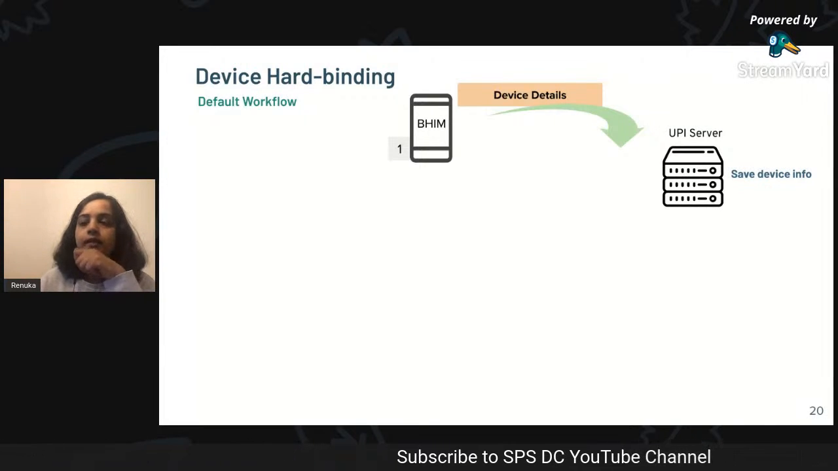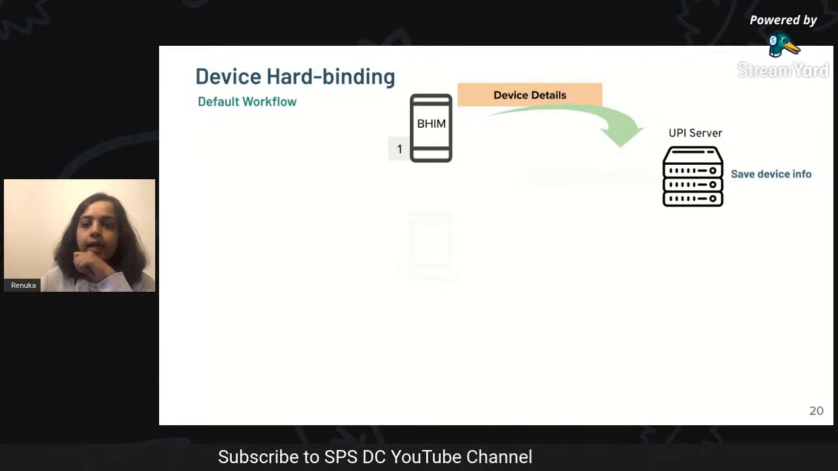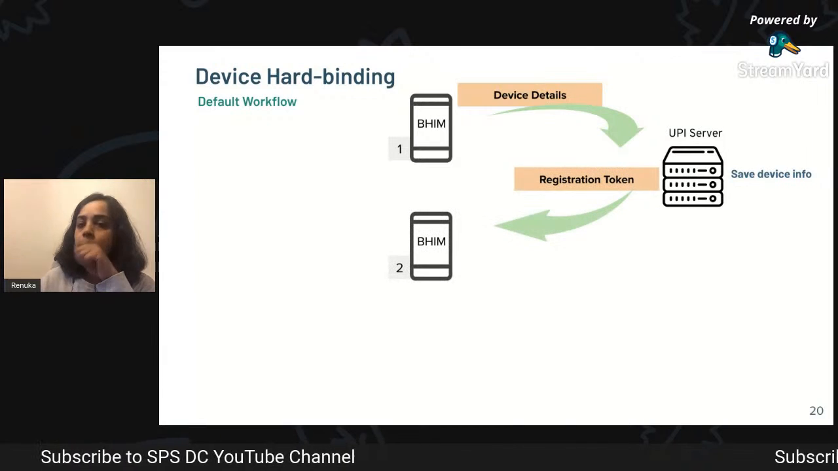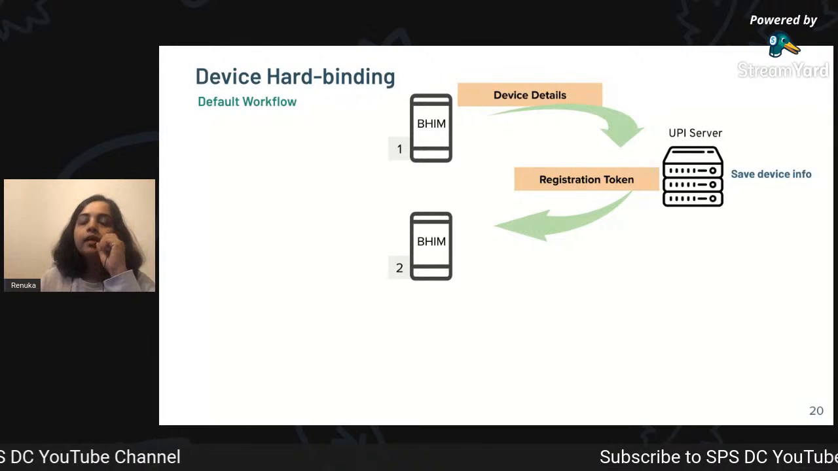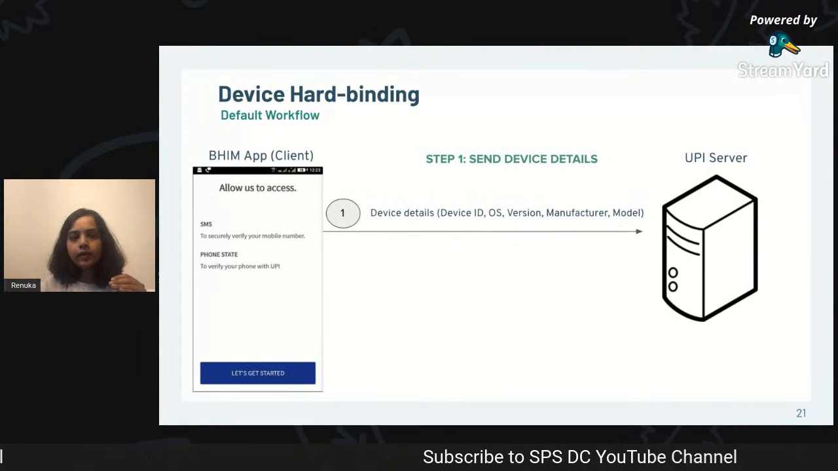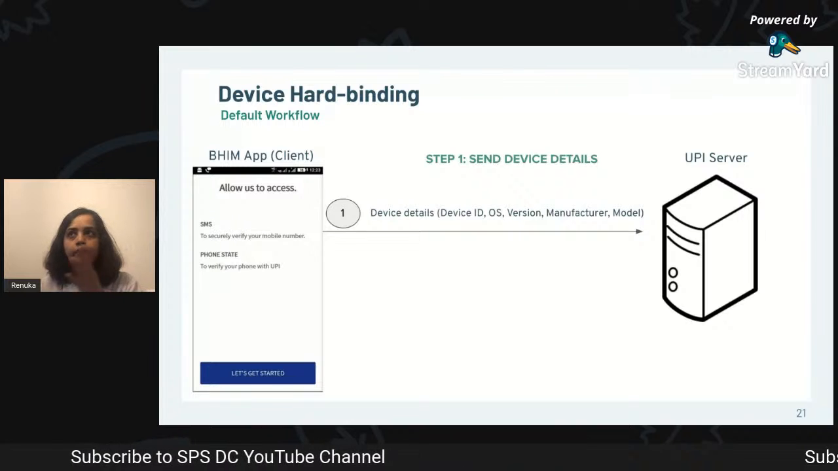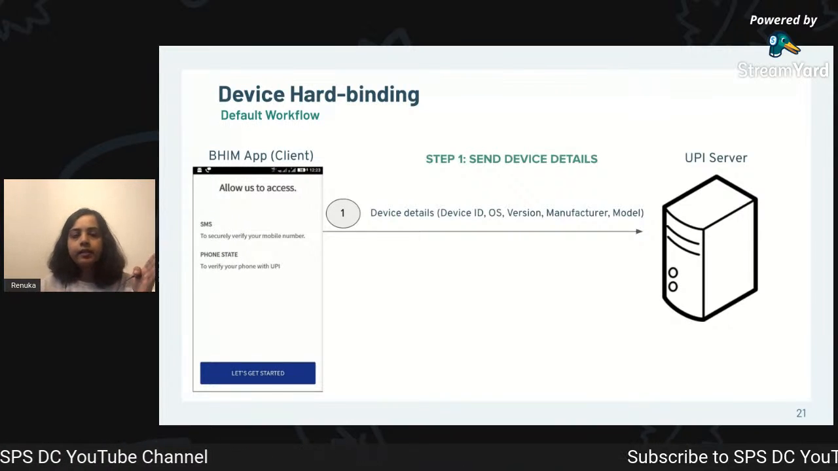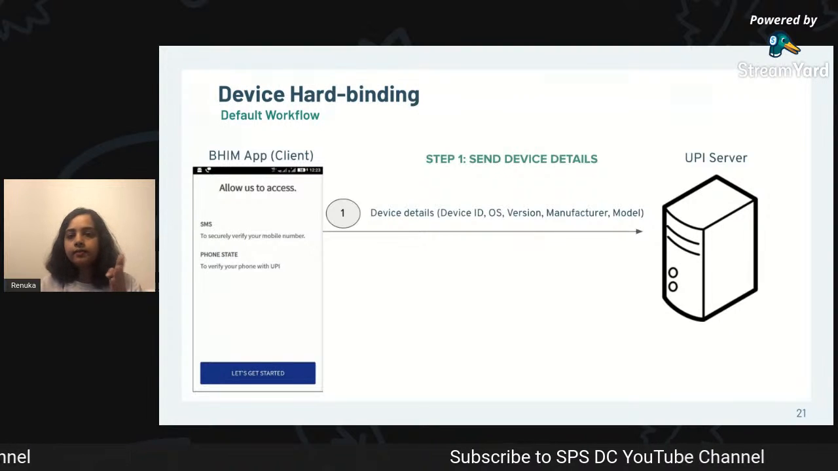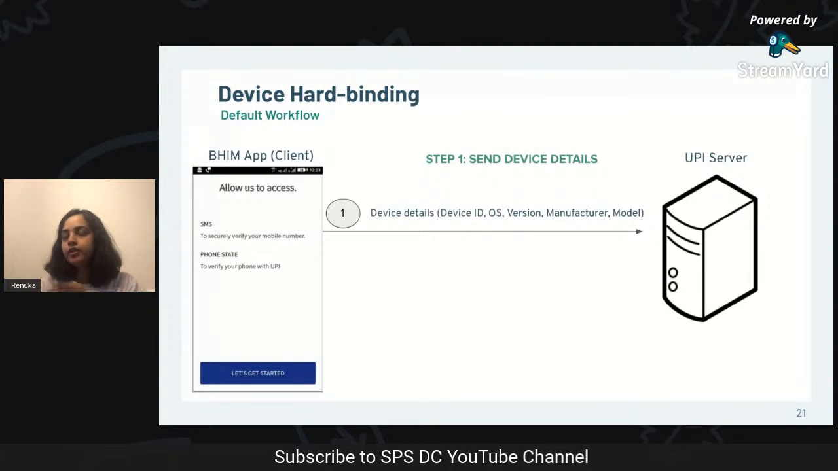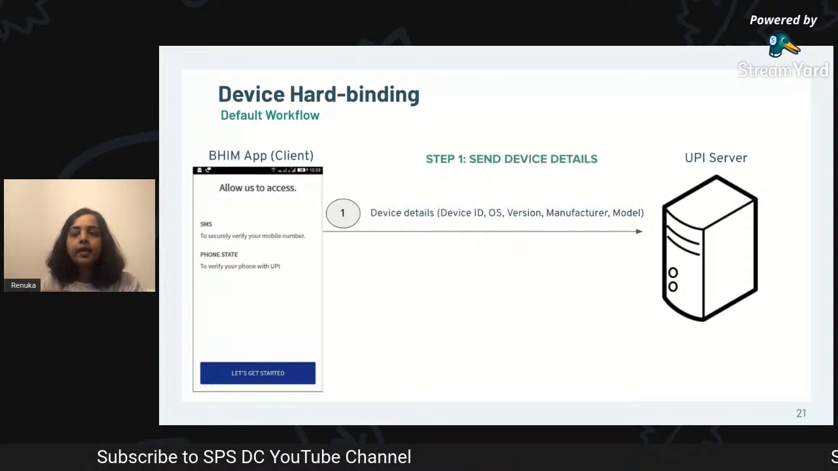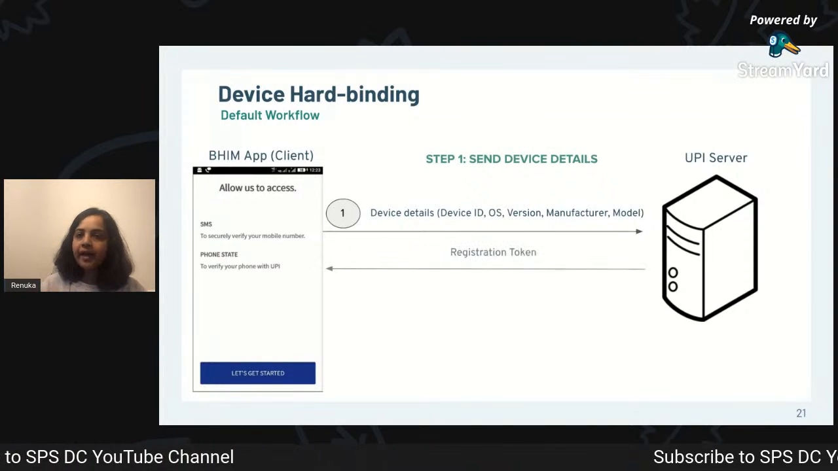The UPI server saves the device information and then sends a registration token back to the client. So under the hood, how does this look? On the left is the client application and on the right is the UPI server. The client sends a user's device ID, OS version, manufacturer, and model to the UPI server, and the UPI server sends a token back to the client.